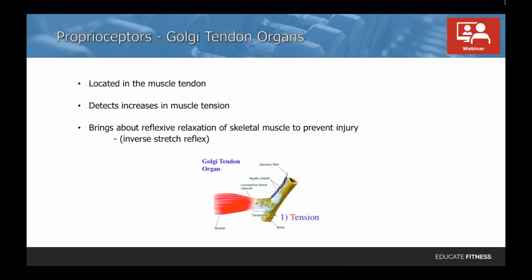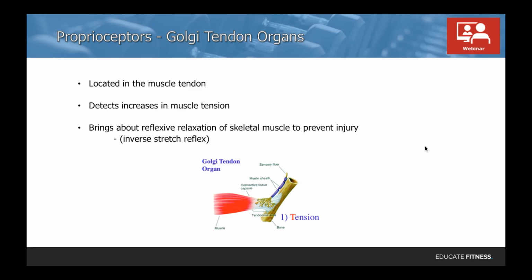So let me say that again. Golgi tendon organs detect an increase in muscle tension in the muscle and in the tendon, because they're all connected together, as you can see here in the picture below. Once it detects this increase in muscle tension, it's going to bring a relaxation effect to the skeletal muscle to prevent injury. I could give a few examples here. Let's say you are attempting a 1 rep max. We're trying to lift 150 kilos, a very, very heavy weight, doing a deadlift.